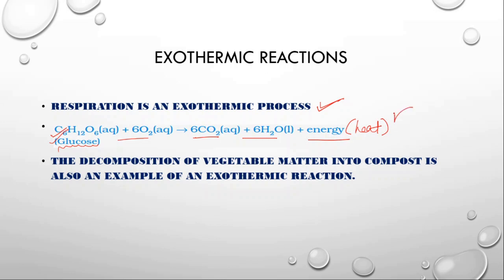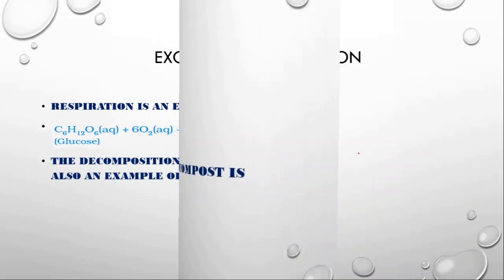So as we have studied in our definition, the reaction in which reactants are getting converted into products, and there is also the release of energy or heat, those reactions are known as exothermic reactions. So you just have to explain this and write it down. That is the reason we say that respiration is an exothermic process. The same way, decomposition of vegetable matter into compost is also an example of exothermic reactions, right?